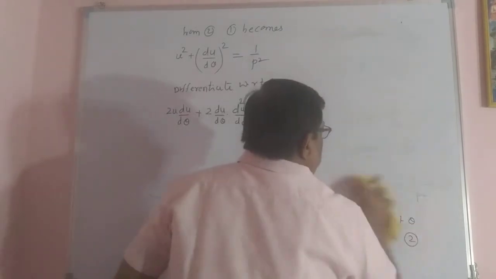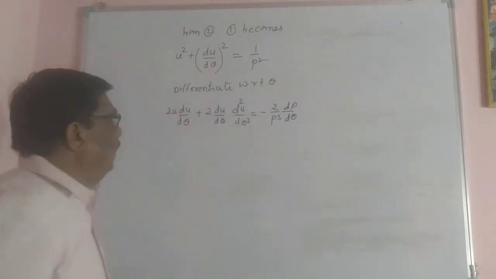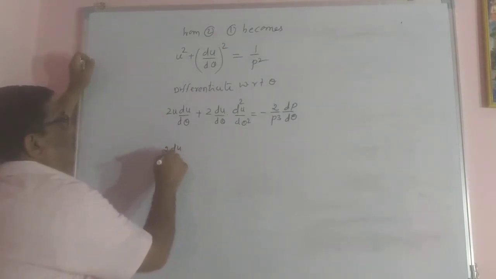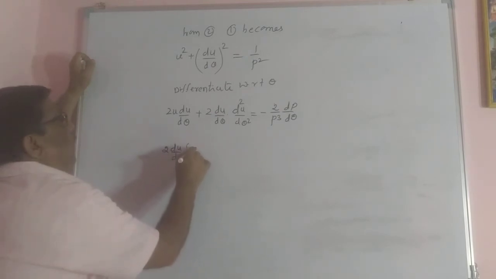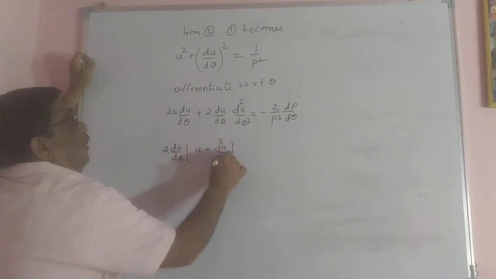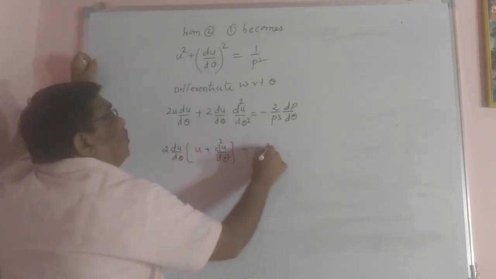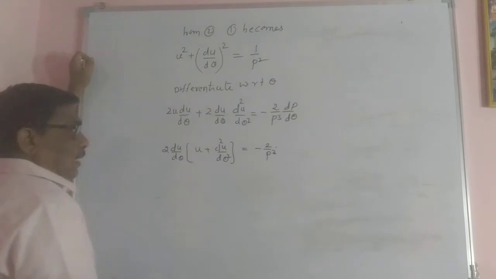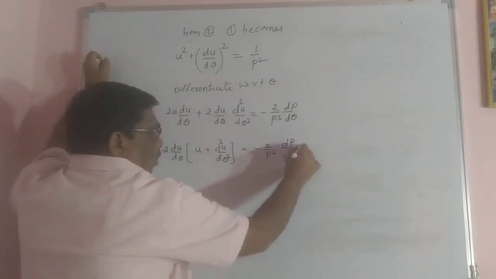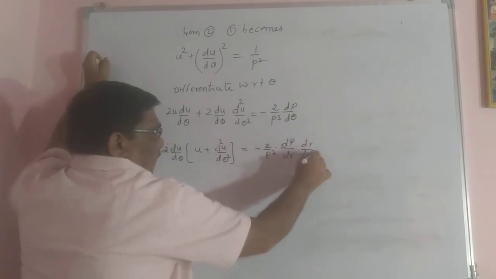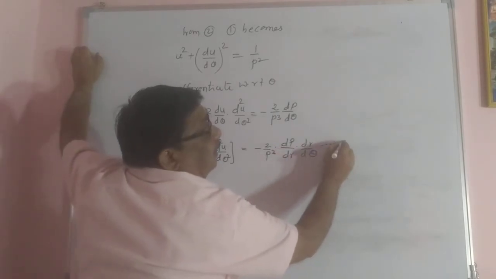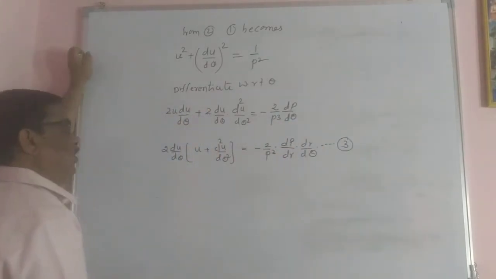Then here 2 du by d theta is a common factor, take it out. 2 du by d theta into bracket u plus d square u by d theta square is equal to minus 2 by p cube. Slight arrangement I would like to do here: dp divided by dr into dr by d theta. Call this equation number 3.